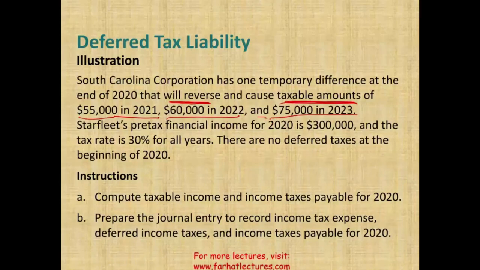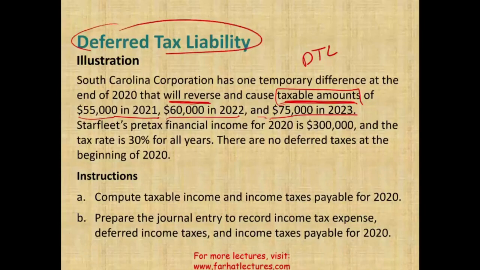What does that mean? If I have a difference and that's going to reverse and cause taxable income in the future, it means I'm looking at a deferred tax liability, although it's not stated here, but let's assume it's not here. Hopefully you understand you're looking at a deferred tax liability. Starfield's pre-tax financial income, meaning GAAP income, for 2020 is 300,000 and the rate is 30% for all years. Now this is important because later on we're going to be changing the rate. So make sure the rate is very important.